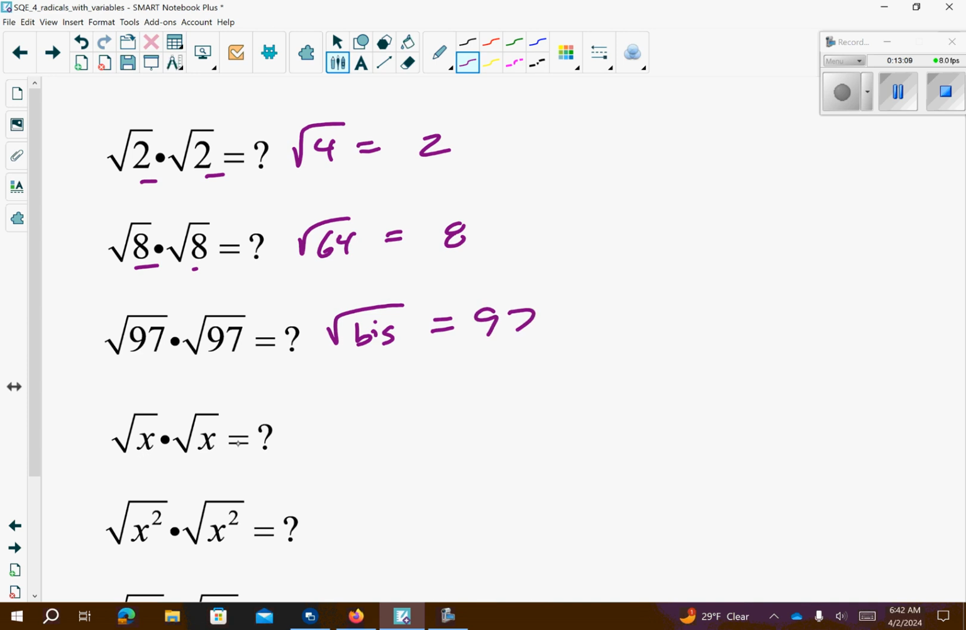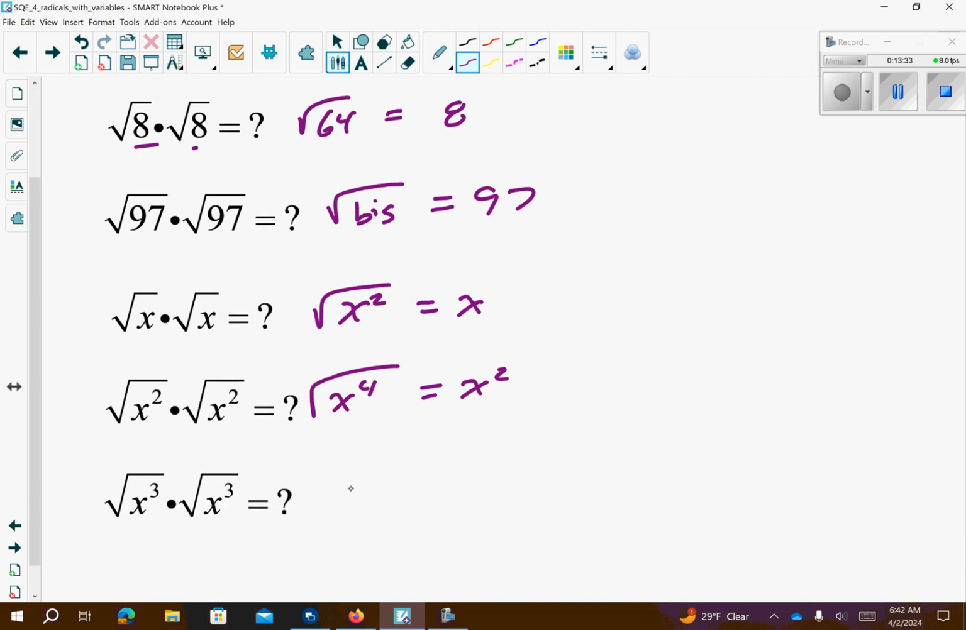So think about x times x. X times x is going to give me x squared. That's a perfect square. The square root of x squared is just going to be x. And then this one, I'm going to get x squared times x squared, so add the exponents. So the square root of that is going to give me x squared. Do you see the pattern that's taking place? Notice the 2, the 8, the 97, the x, and the x squared were the inside numbers. So what do you think this last one's got to be? Yeah, it's got to be x to the third. So perfect squares are two numbers that are identical that when multiplied together would give you a perfect square.